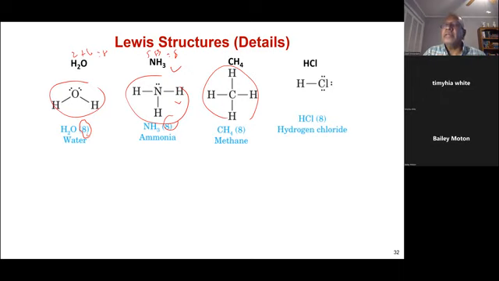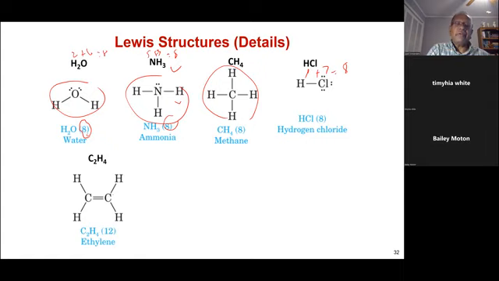HCl is a non-metal, and hydrogen is a non-metal. It's also a covalent molecule with 8 electrons: 7 from here, 1 from here. 1 from hydrogen, 7 valence electrons. So in this compound, if you look at it, you have 8 from hydrogen and carbon, 2 times 4 is 8, 12 electrons divided by 2 to get 6.